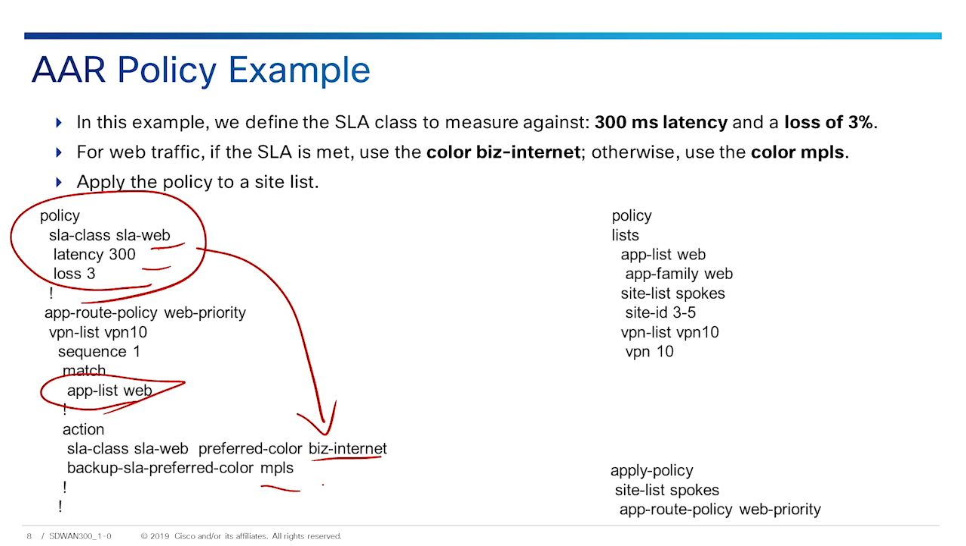Okay? And then we're also, by the way, just to reference this because these need to be referred to, we do have VPN lists here that we're looking at VPN 10 traffic. And this policy is going to get applied to site IDs 3 through 5. And then again, we apply the policy.